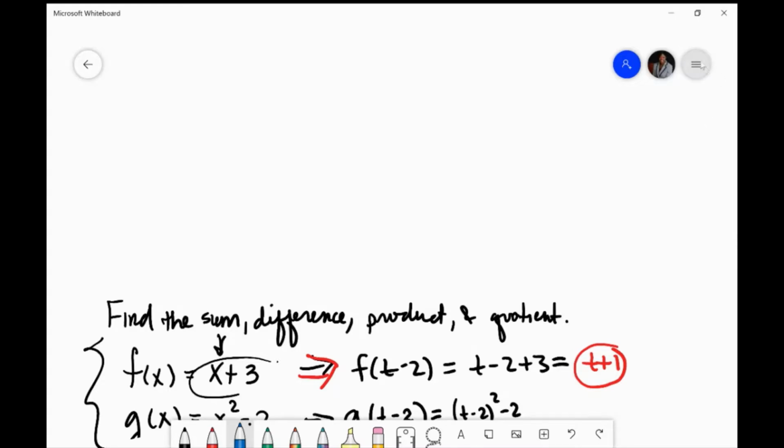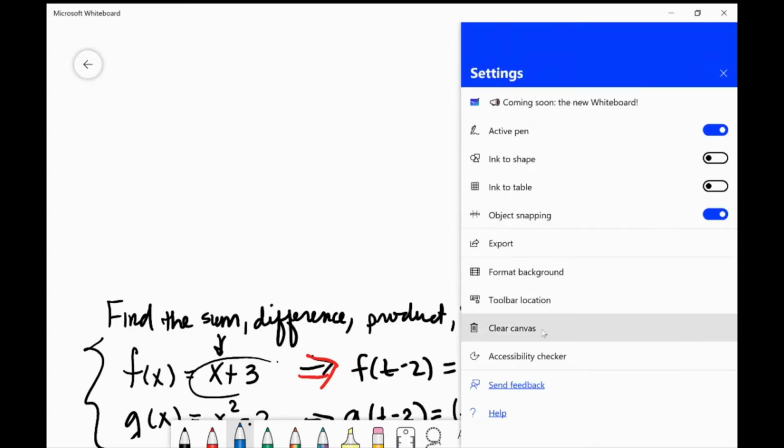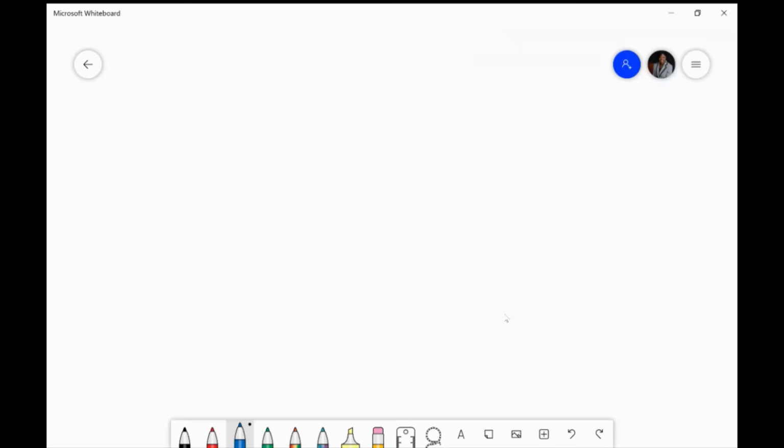So let me take this off, clear canvas. We're going to call this applying transformations to graphs of functions.